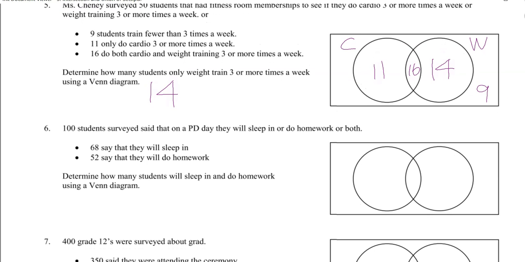100 students on PD day, or tomorrow, you could sleep in, or do homework, or both. So, how many are going to do both? Let's label. Generally on the test, I'll make sure that the circles are labeled, right? Because I want to look at one set of answers. So if I tell you this has to be sleep, this has to be homework, then the numbers have to be the same for everybody. Otherwise, people will be flipping it. I'll get confused.